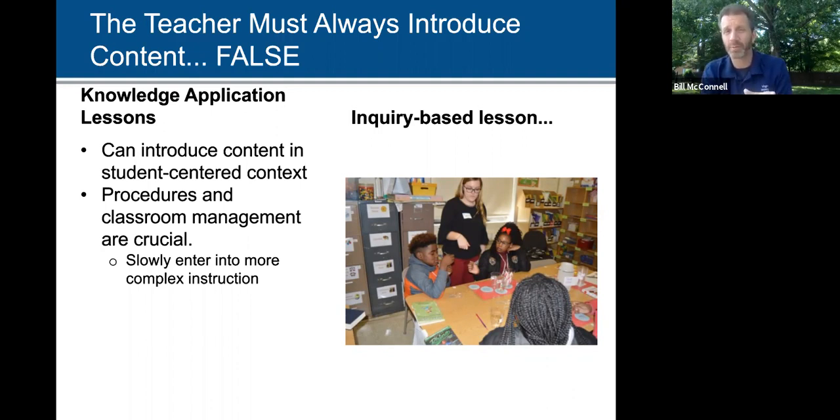Honestly, for example, the inquiry-based lesson model that was presented in that chapter could easily be facilitated where the teacher doesn't present the content until the students present it, and then if there was a problem, that's where the teacher steps in.